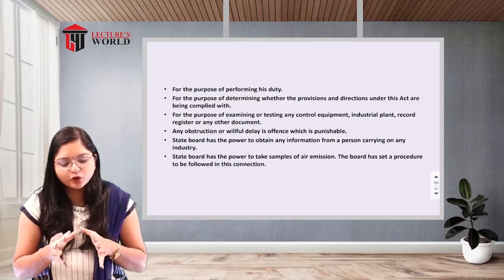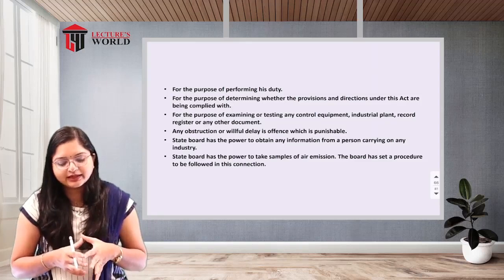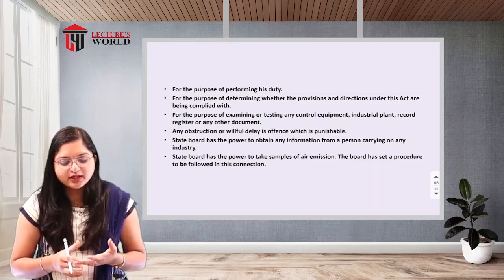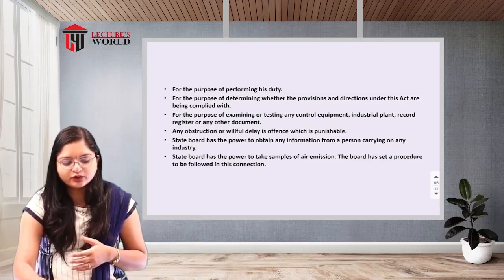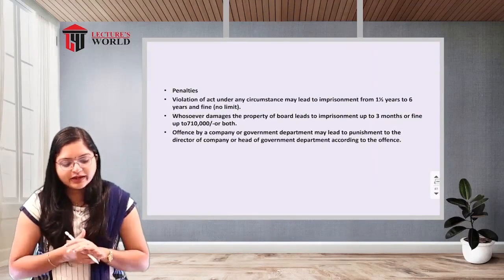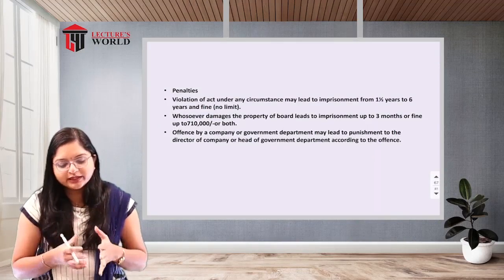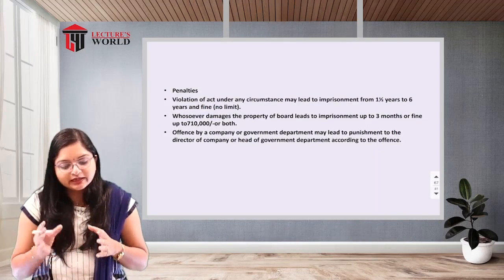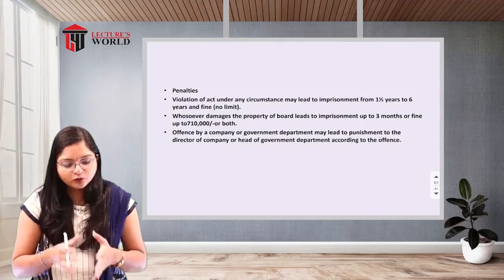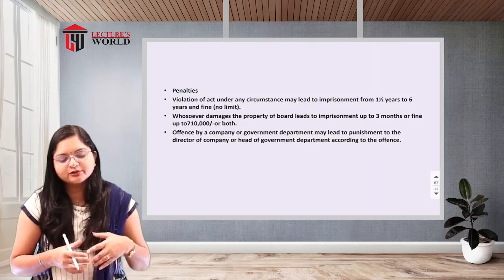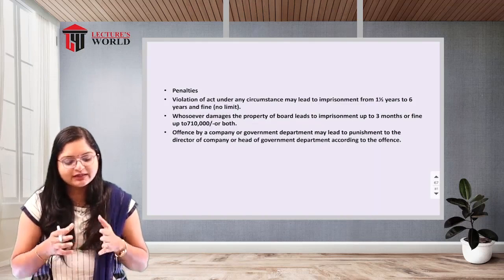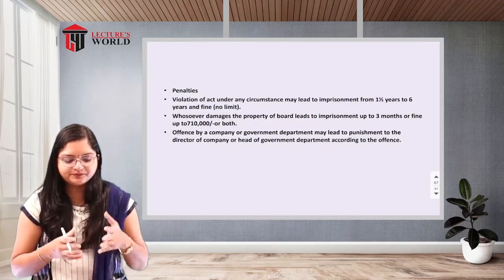The state board has the power to obtain any information from a person carrying on any industry. The state board has the power to take samples of air emission, and the board has set a procedure to be followed in this connection. So for this, the penalties would be: violation of the Act under any circumstances may lead to imprisonment for 1.5 years to 6 years and a fine of no limits. Whosoever damages the property of the board may face imprisonment up to 3 months or a fine up to 10,000 rupees or both.